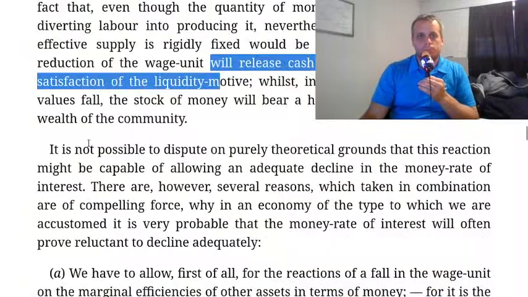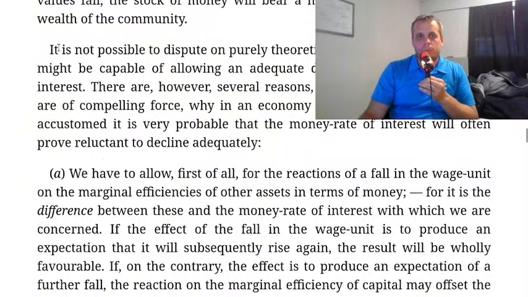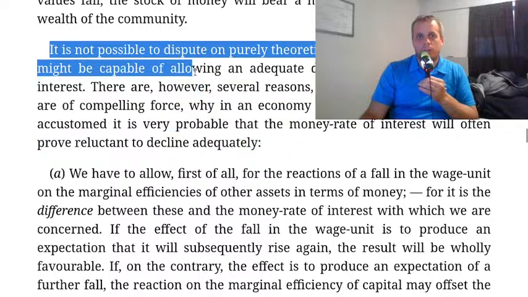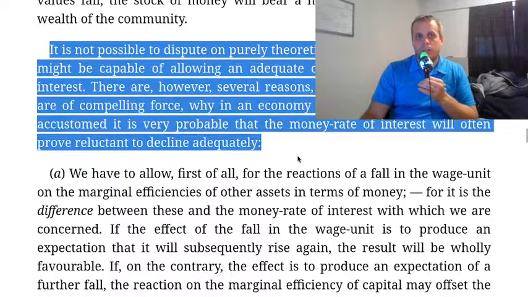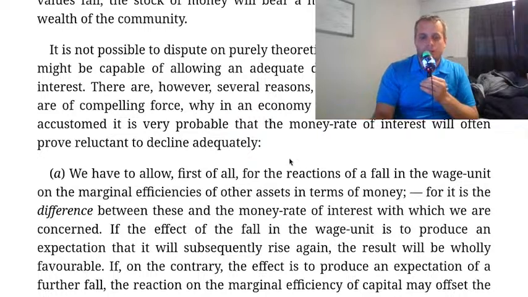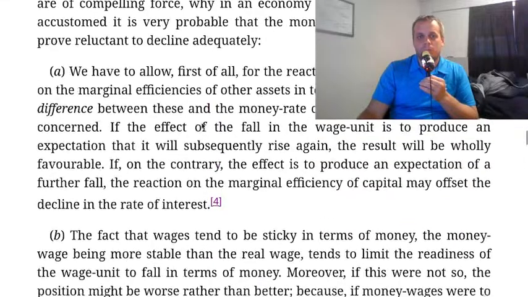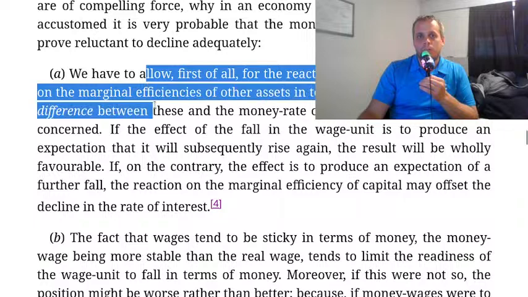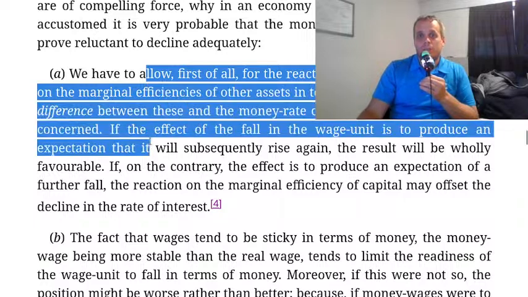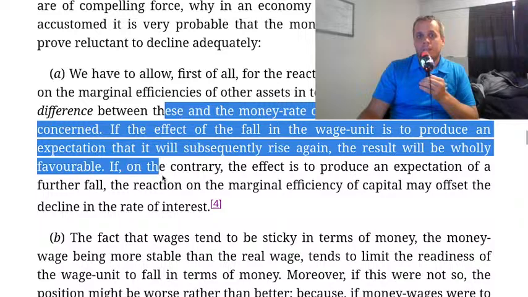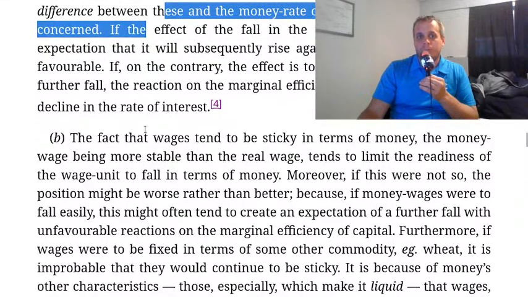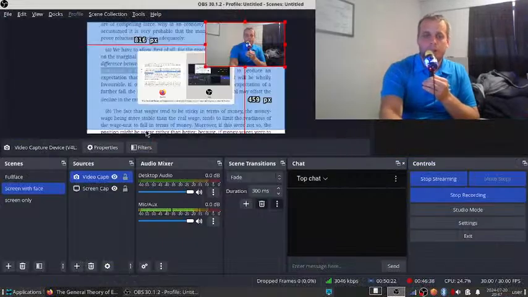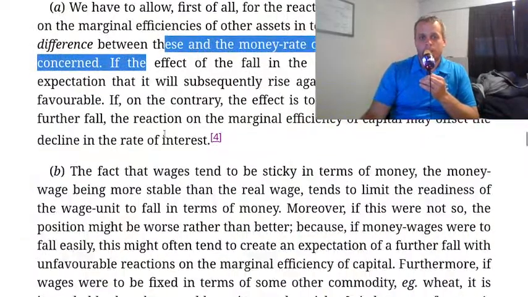It is not possible to dispute on purely theoretical grounds that this reaction might be capable of allowing an adequate decline in the rate of interest. Can interest rates compensate for this? He's saying there's no purely theoretical reason that we should think so, but we have to allow, first of all, for the reactions of a fall in the wage unit on marginal efficiencies of other assets in terms of money, for it is the difference between these and the money rate of interest with which we are concerned. Okay, there's more to dig into there, and I'm not going to be able to cover everything.